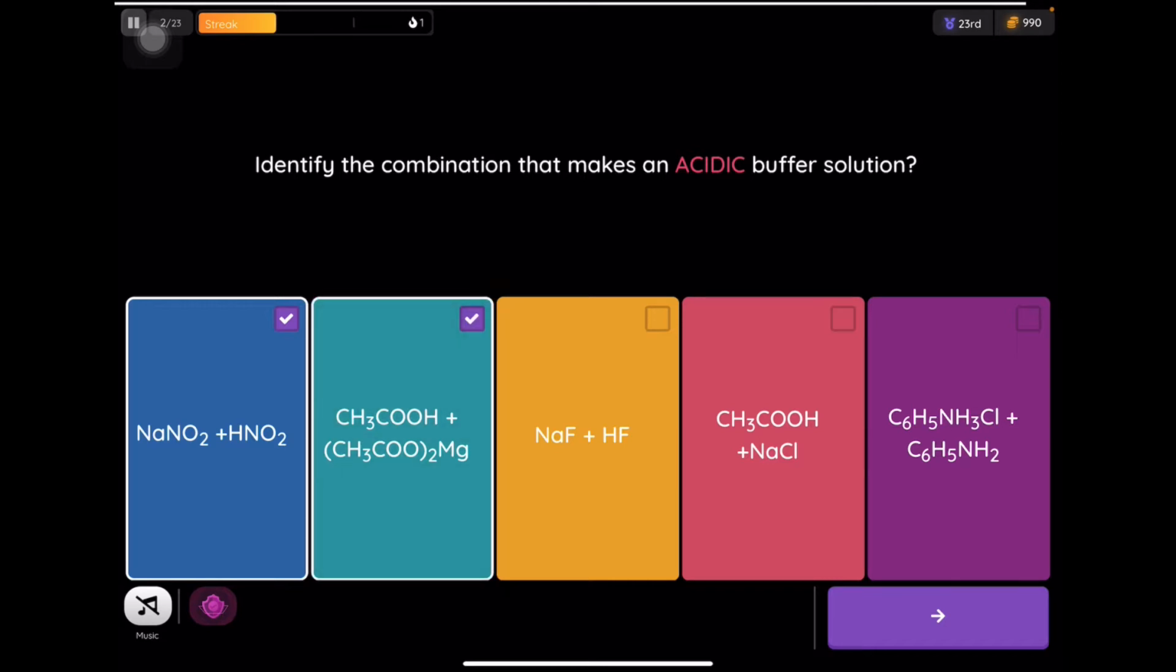The third option what we have is hydrogen fluoride and sodium chloride. Yes, hydrogen fluoride is a weak acid and NaF is its conjugate base. Fourth option, we have ethanoic acid again, but now it's together with a neutral salt and it's not its conjugate base, so the fourth option does not apply. And the final option is actually a combination of weak base and its conjugate acid. So the answer would be just the first three.